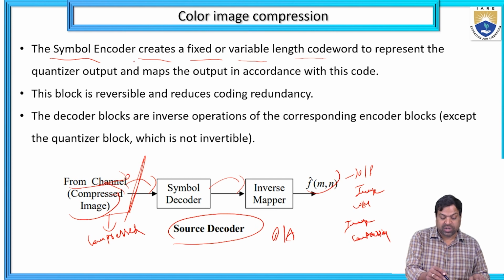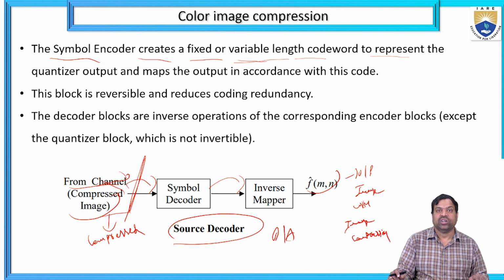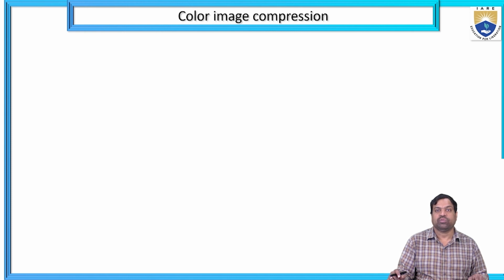So what are the symbol encoder, symbol decoder and inverse mapper? The symbol encoder creates a fixed or variable length code word to represent the quantizer output and maps the output in accordance with this code. This block is reversible and reduces coding redundancy. The decoder blocks are inverse operations of the corresponding encoder blocks except the quantizer block, which is not invertible.